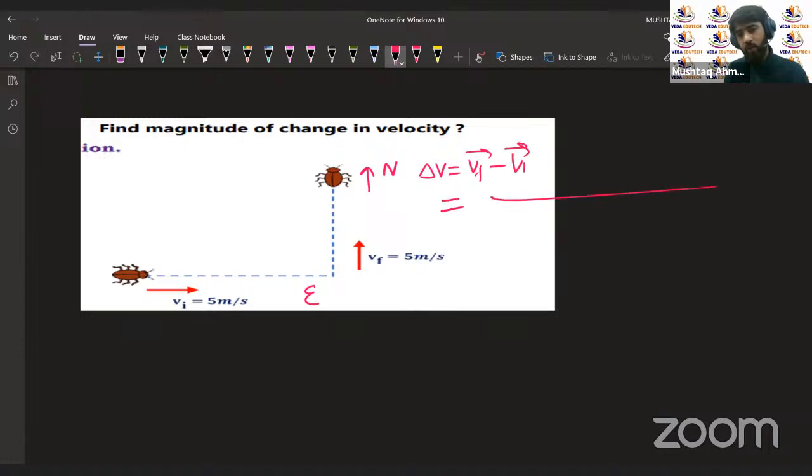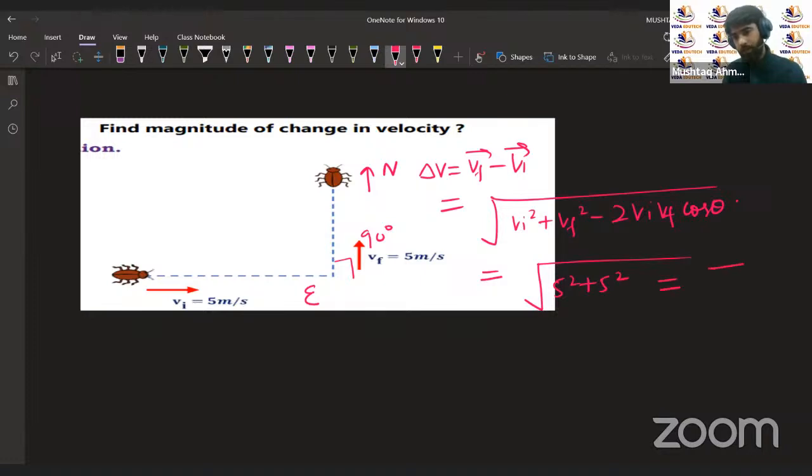So it will be under root of v initial square plus v final square minus twice v initial v final cos of theta. We can see that both these velocities are inclined at an angle of 90 degrees here. So cos of 90 is 0. The magnitude of change in velocity will be under root of 5 square plus 5 square, that is root 50 or 5 root 2 meter per second. So this is the change in velocity in this case.